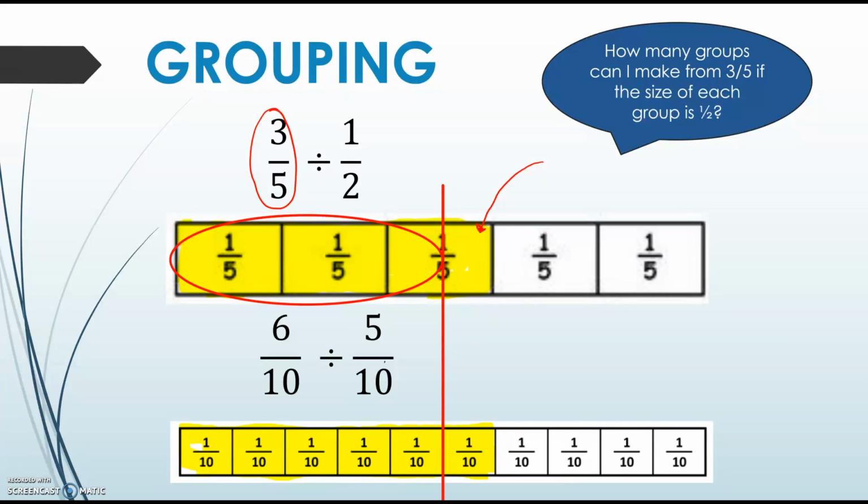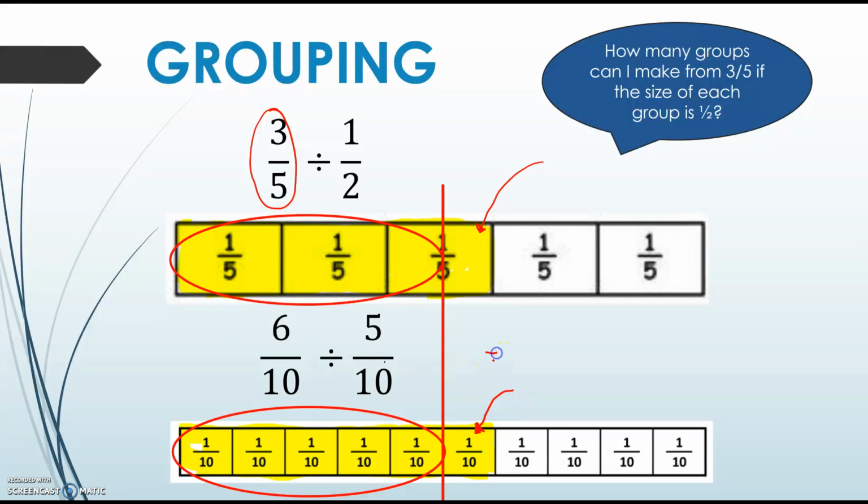And I've shaded in the same amount. The amount has not changed in yellow. I've just rewritten this as 6/10 instead of the original 3/5. So now you can still see that 1/2 is the same as 5/10. So I still have that 1 group of size 5/10, but it's much easier now to see the leftover part of a group.